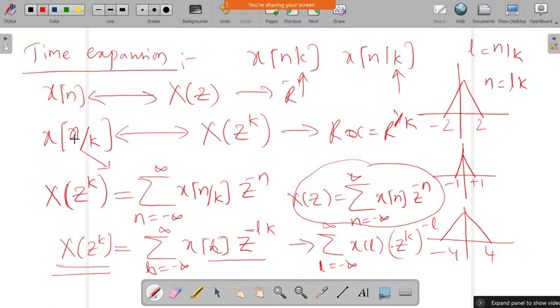Now instead of x of n by k, if it is x of nk, that is time compression, what will be the result? Can anybody tell?